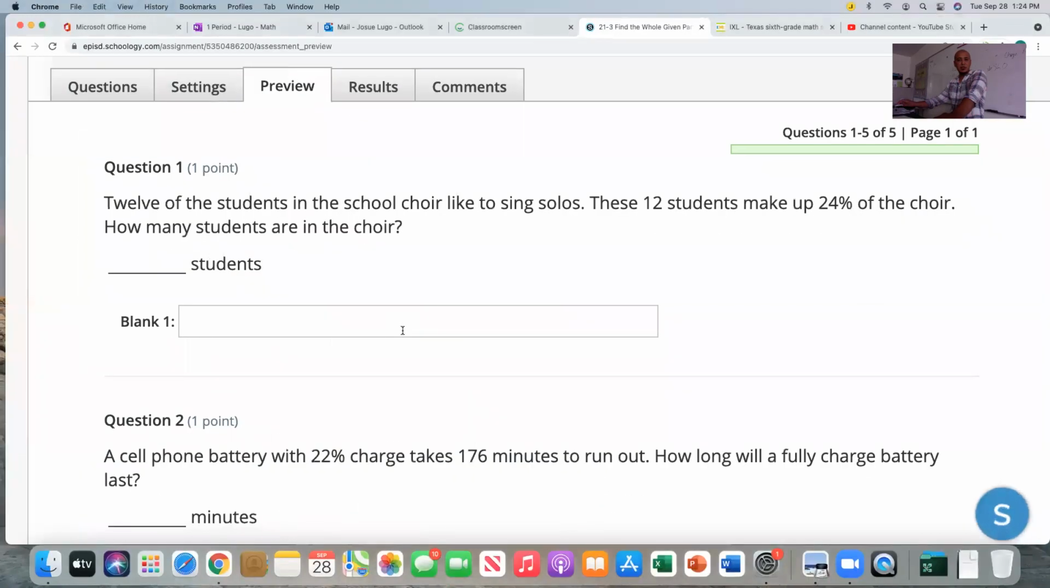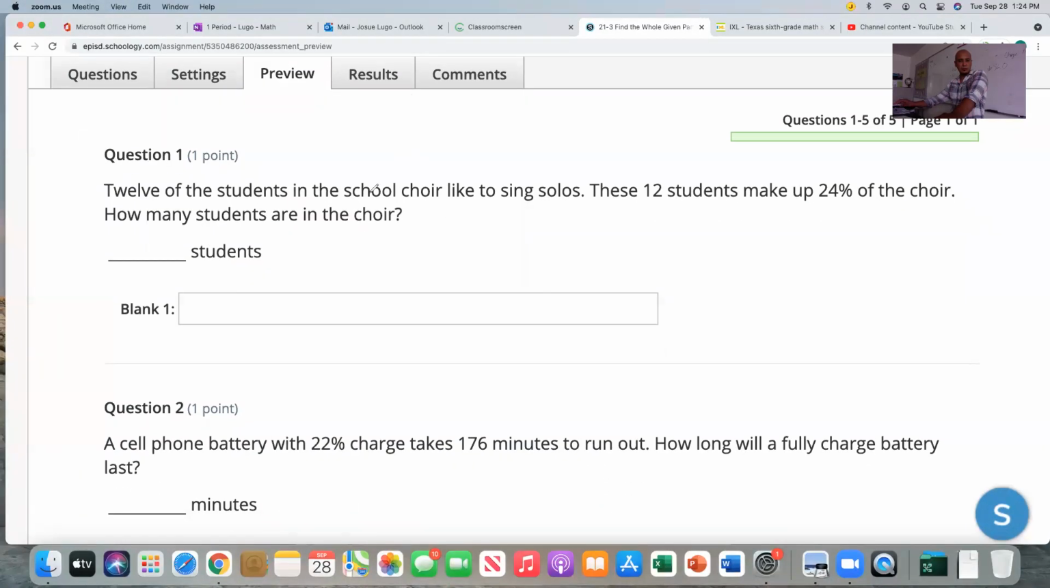As an example, we can do the first one for some of you again. Let's go ahead and read it. It reads, 12 of the students in the school choir like to sing solos. These 12 students make up 24% of the choir. How many students are in the choir? Well, let's see the important information. 12 students sing solos. Now, are those all the students in the choir? No, that's just part of the choir. Part. Isn't that what I'm looking for, a part?